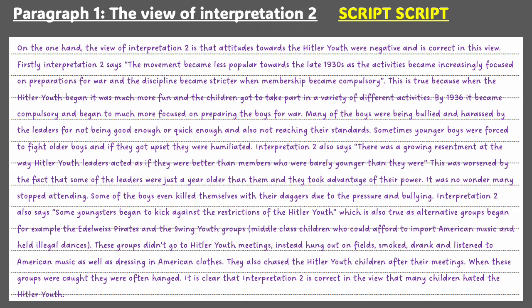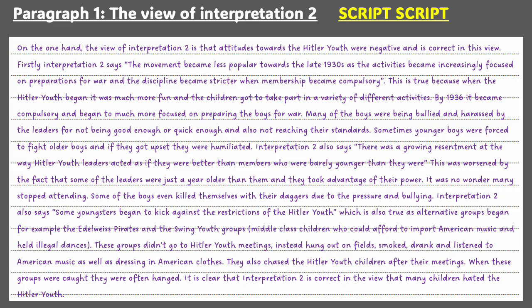Then we say our second quote, interpretation 2 also says, there was a growing resentment at the way Hitler Youth leaders acted as if they were better than members who were barely younger than they were. This was worsened by the fact that some of the leaders were just a year older than them and they took advantage of their power. So I'm now bringing in a bit of old knowledge. It was no wonder many stopped attending. Some of the boys even killed themselves with their daggers due to the pressures and the bullying.